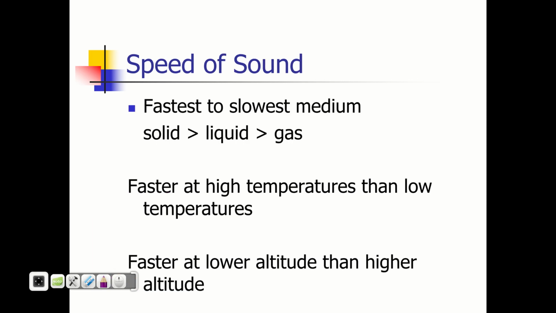So, there you go. Fastest medium is solid, then liquid, then gas. It also turns out that sound travels faster at high temperatures versus low temperatures because, again, the particles are moving faster. And sound travels faster at a lower altitude than a higher altitude, because as you increase altitude, you decrease the amount of particles present. That's the whole idea where you can get oxygen sickness by going too high. You don't get enough oxygen. The air gets thinner.